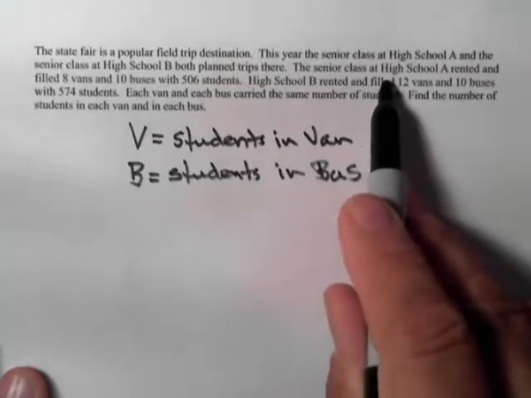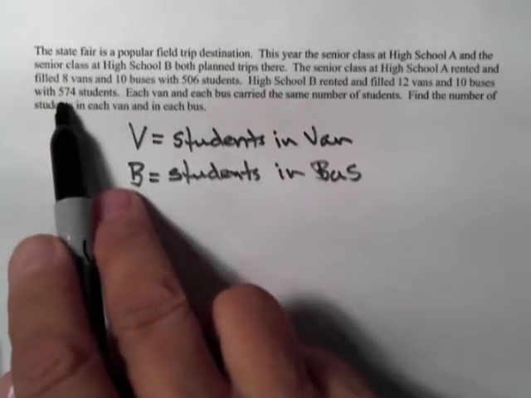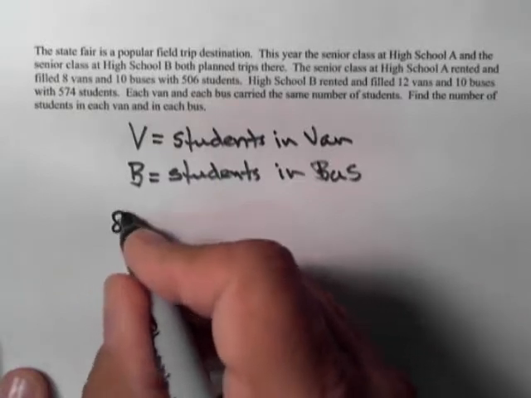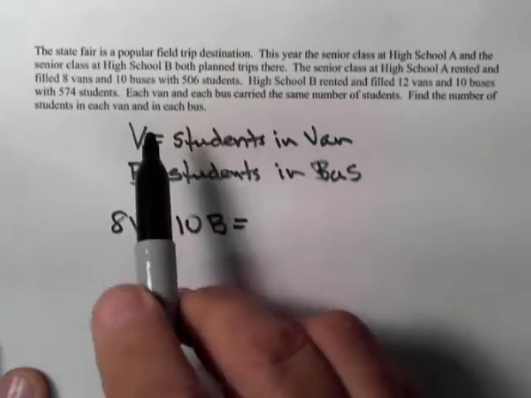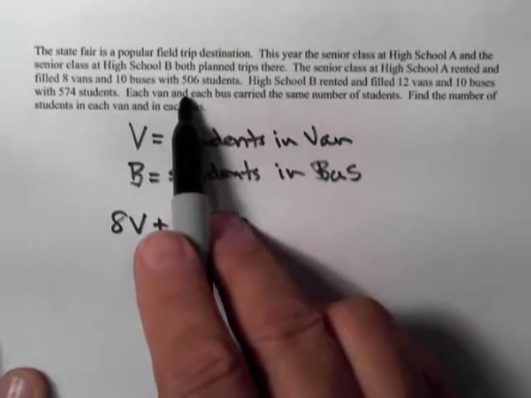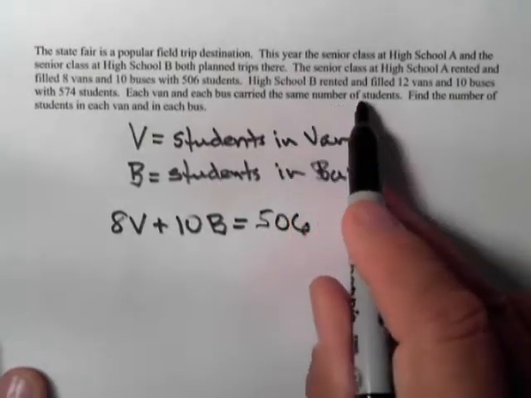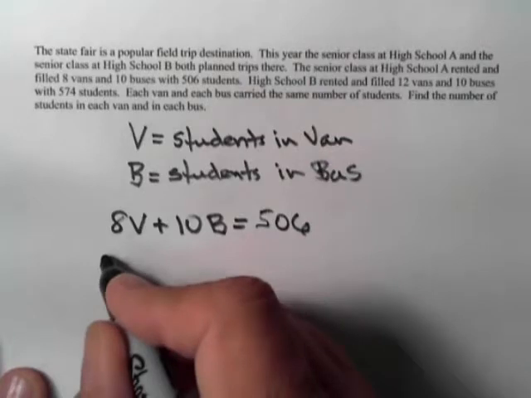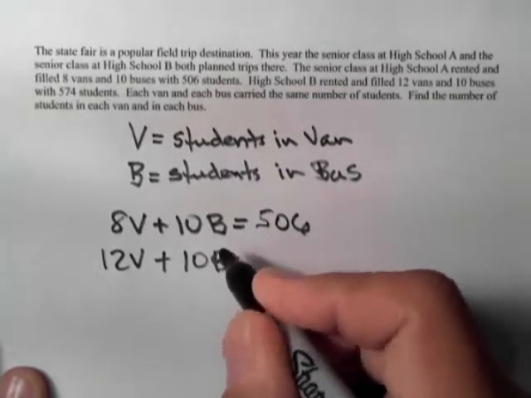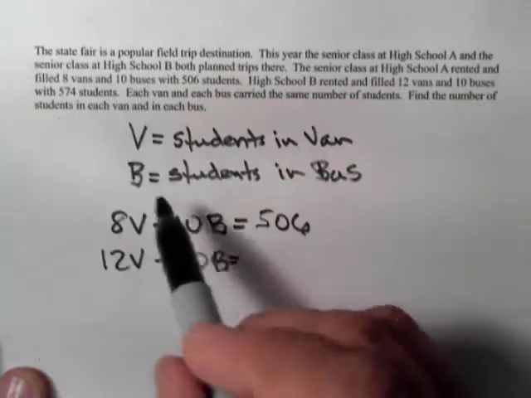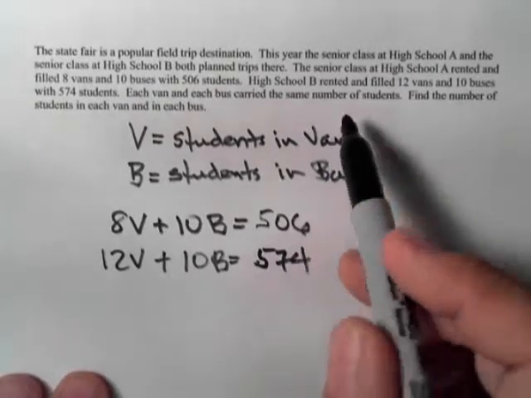The senior class at High School A rented and filled 8 vans and 10 buses. So 8 vans plus 10 buses equaled, and how many total people did we have? 506. Okay. Now, High School B rented and filled 12 vans and 10 buses. 12 vans plus 10 buses. Okay. And with a total of 574 students. Let's double check both of these.